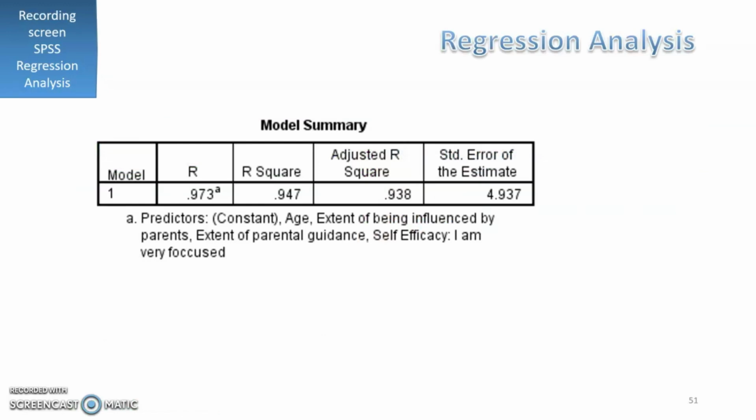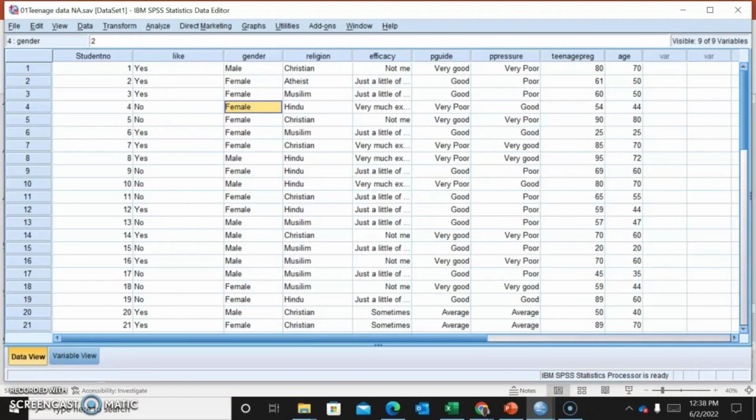Now, with this, let's look at the data to apply a regression model to the data set that we have. In this data set, we had gender, religion, efficacy, parental guidance, peer pressure, teenage pregnancy, and finally, age. Now, we want to run a regression model to find out to what extent these variables actually influence or affect teenage pregnancy.